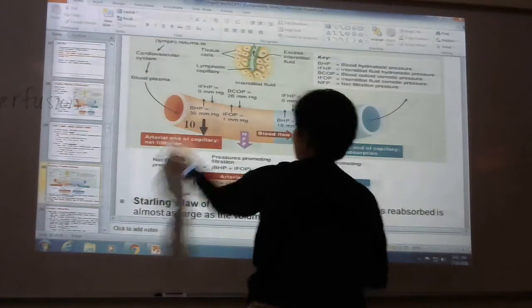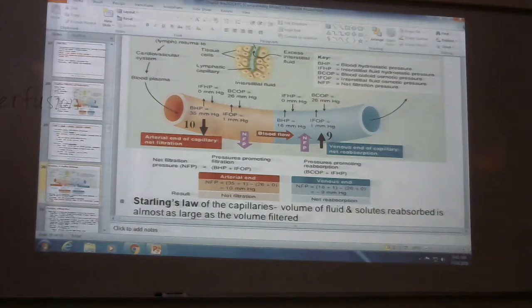Do you have any questions on this one? Do you think you'll be able to compute for the blood flow?